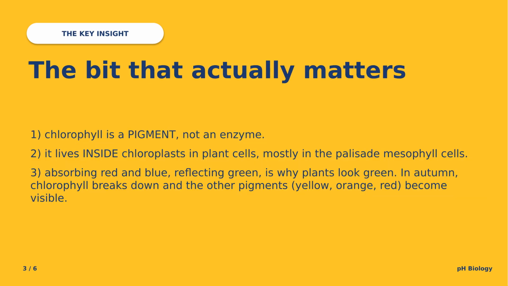Three things. 1. Chlorophyll is a pigment, not an enzyme. 2. It lives inside chloroplasts in plant cells, mostly in the palisade mesophyll cells. And 3. Absorbing red and blue, reflecting green, is why plants look green. In autumn, chlorophyll breaks down and the other pigments, yellow, orange and red, become visible.